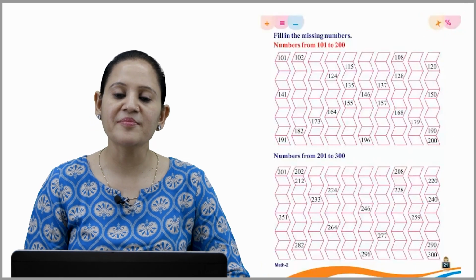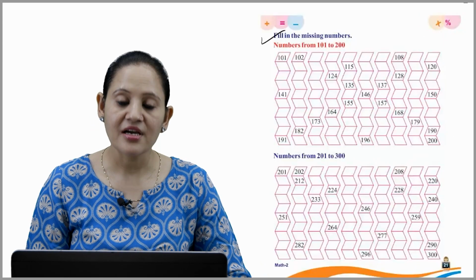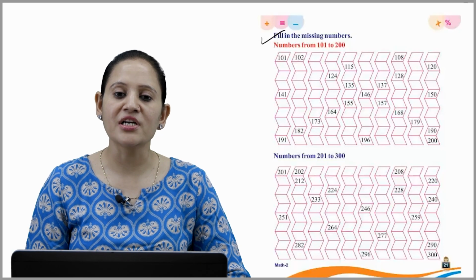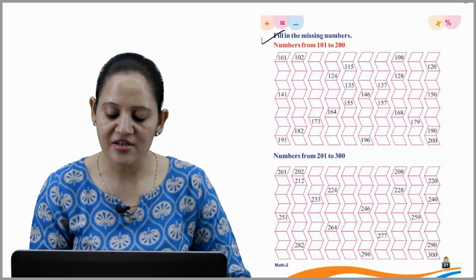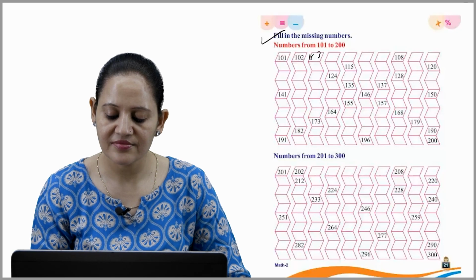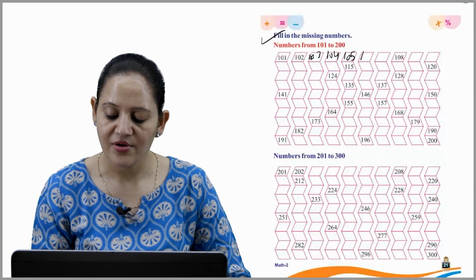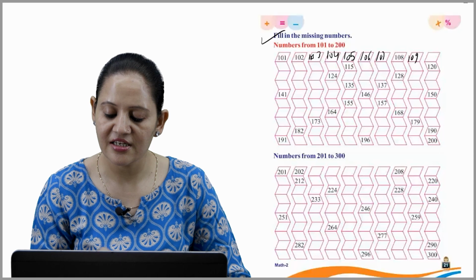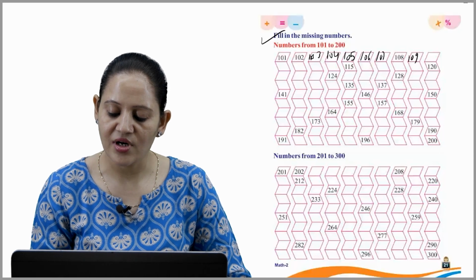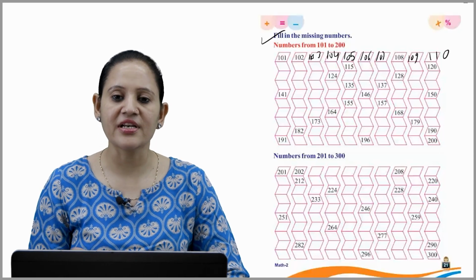Next is fill in the missing numbers. Numbers from 101 to 200. 101, 102, then 103, then 104, 105, 106, 107, 108, 109 and 110. Like this we will write the numbers.